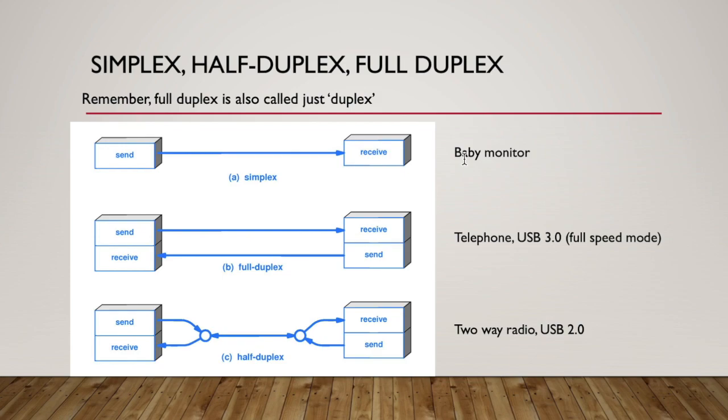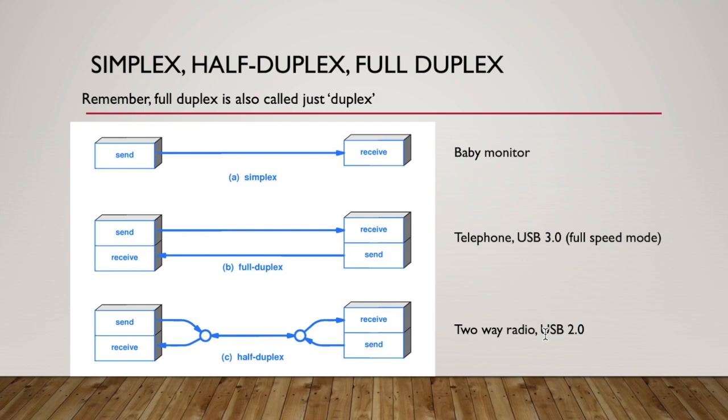So, half duplex down here, they're in a weird order. Half duplex is where we can send and receive data, but not at the same time. A two-way radio, those things the police have, where you have to hold it and then you say over, so the other guy can talk. We can't talk at the same time, that's a two-way radio. USB 2.0 and the earlier versions of USB 3, they use half duplex, okay? So you can't send and receive data at the same time.